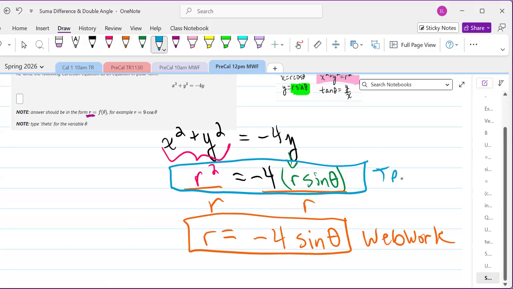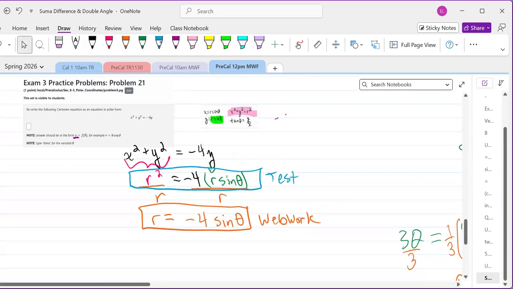But this would be one of the ways to write the test answer. And that's the second half of the polar question on the back of the test, on the last question. So that's 10 points.